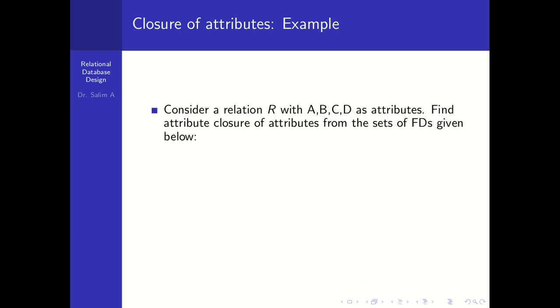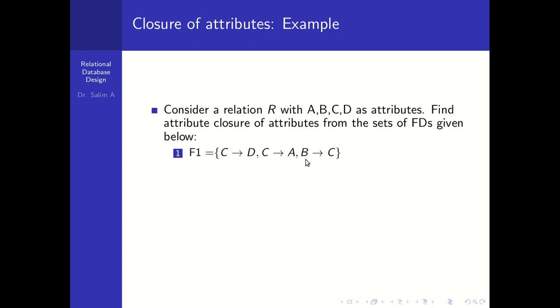Consider another example. A relation schema R(A, B, C, D) is given. Find the attribute closure of an attribute from the set of FDs given below. C determines D. C determines A. B determines C. Therefore, what is C closure? C closure is C, then D will automatically come. Because there is one more FD, A will also come. What about B? B will not come. Therefore, C closure is C, D, A.